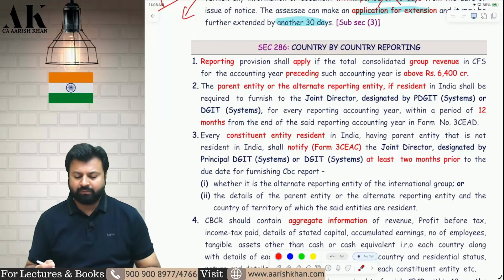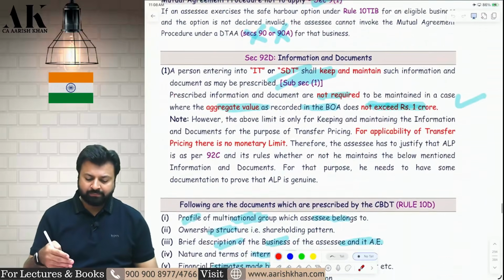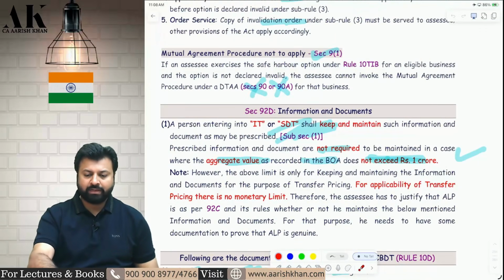Local file is nothing but what we have done so far. What is local file, sir? Local file is what we have done over here. Just a second. There is some video which is going. Yeah, it has come back.